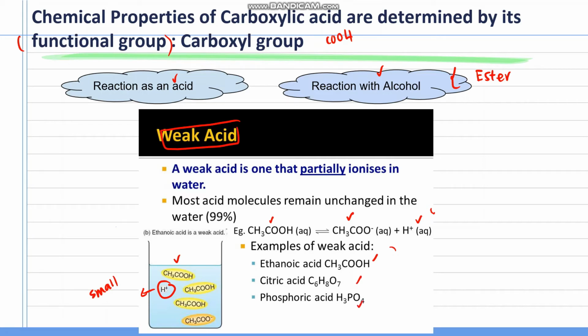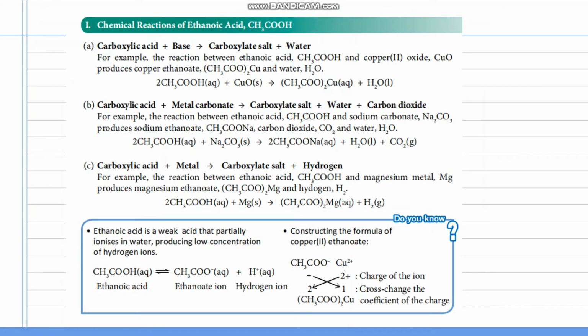The other type, other than the weak acid, is the strong acid. A strong acid can ionize completely in water, which means it will produce a higher concentration of hydrogen ions. Like I mentioned just now, ethanoic acid is one of the weak acids.